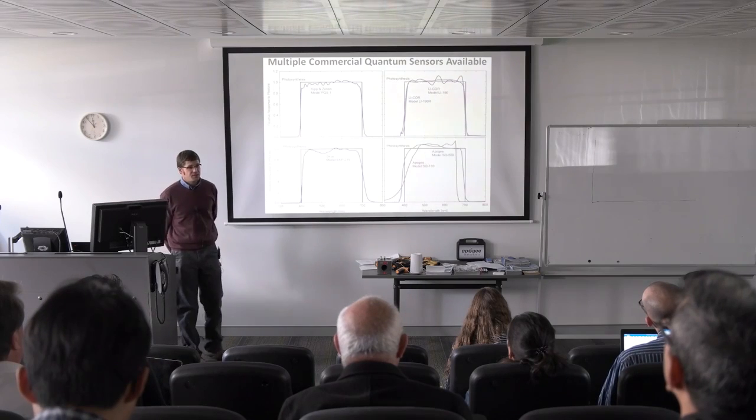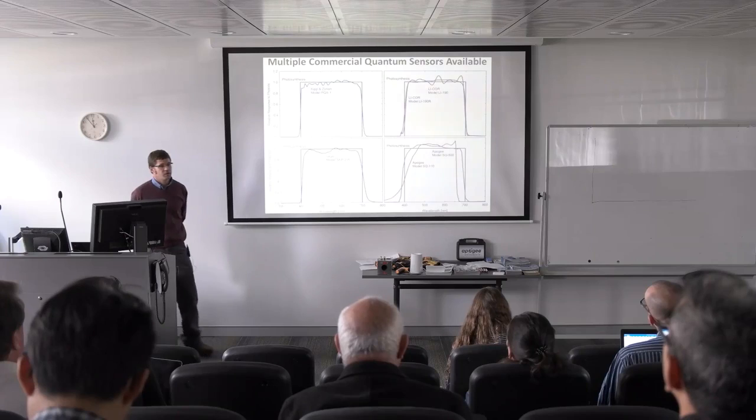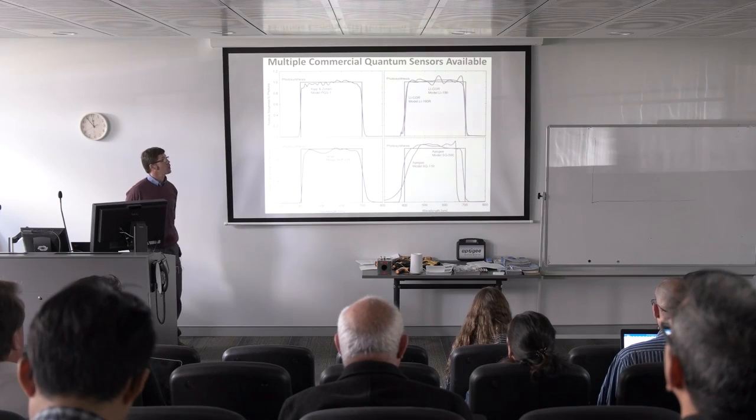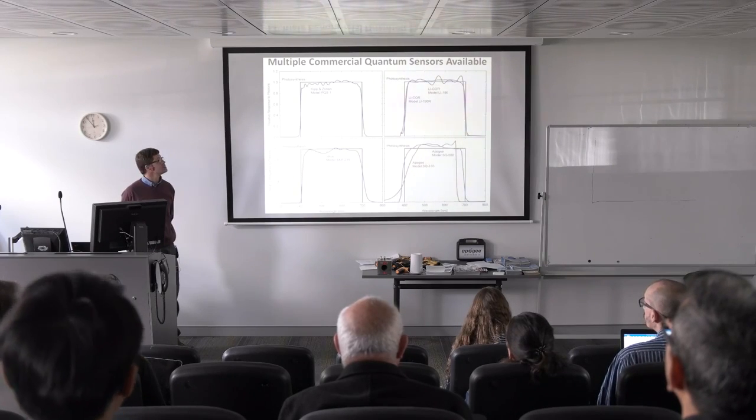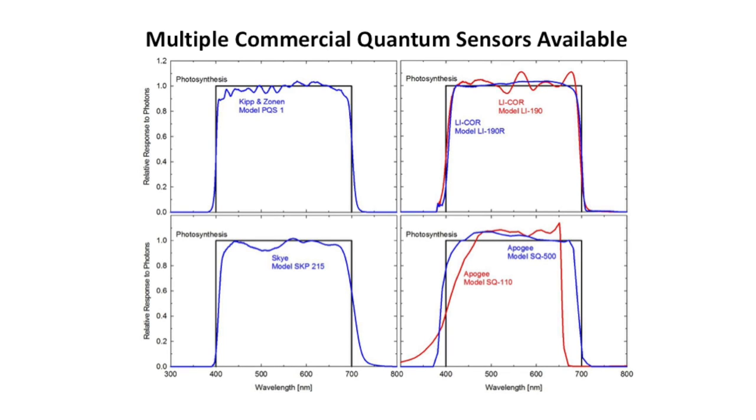And so there's lots of different options for quantum sensors. Here I'm showing you some of the more common commercially available quantum sensors and how well their spectral sensitivity or their response to photons matches our definition of photosynthetic radiation. So the black line is what we're trying to match because that's our definition of the photosynthetic photons. And then the colored lines, the blue and red lines, are the actual sensitivities of some of the different sensors that are available on the market.